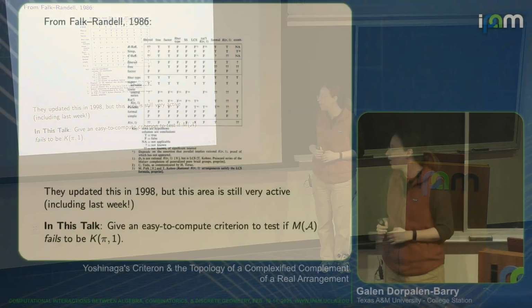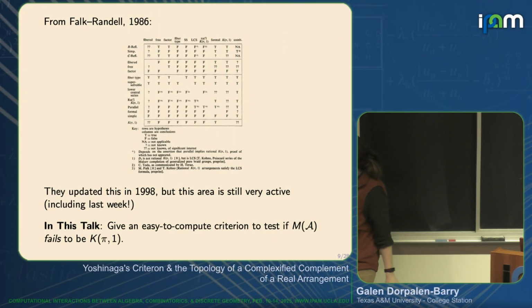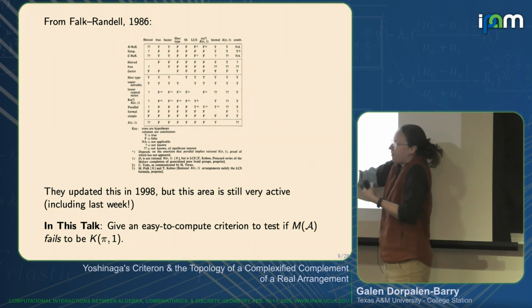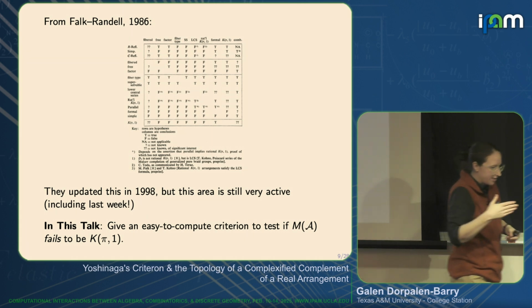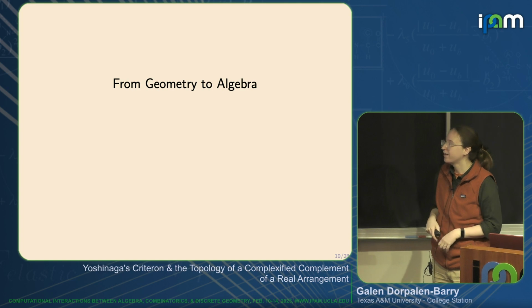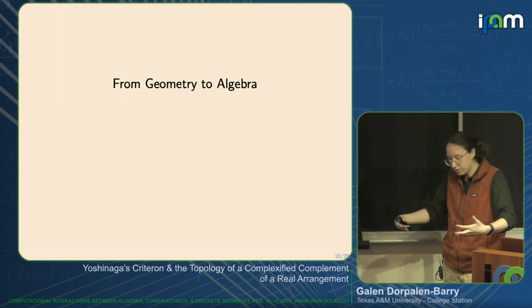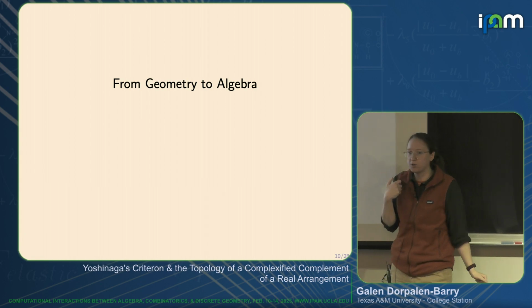So in this talk, I want to give some kind of combinatorial criterion to test if your complexified complement fails to be k pi 1. So we had all these forward implications, and now we're trying to get some backwards. Okay. Great. So now I've sort of talked to you a little bit about how to go from this geometric problem to an algebraic problem.